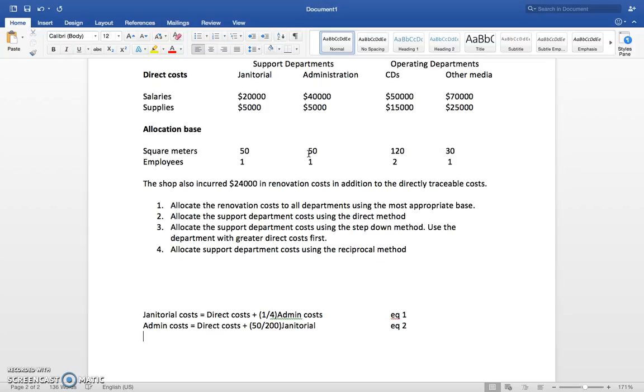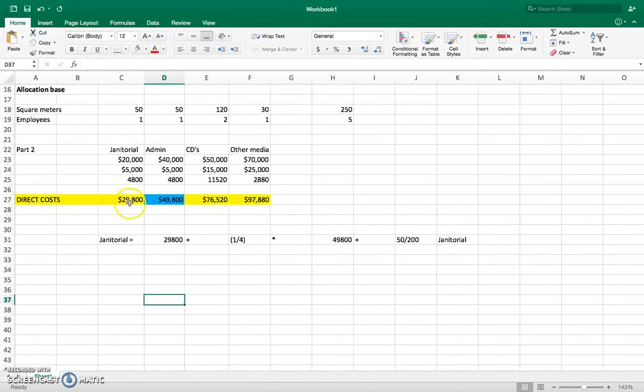So equation number 2. Now in order for me to solve this, I have two unknowns here, right? I have my janitorial costs, which is an unknown, and I have my admin costs, which is an unknown. Direct costs are known to us, right? So this is how the equation is going to go. I'm going to substitute my admin costs into my janitorial costs. So janitorial equals my direct costs of 29,800.